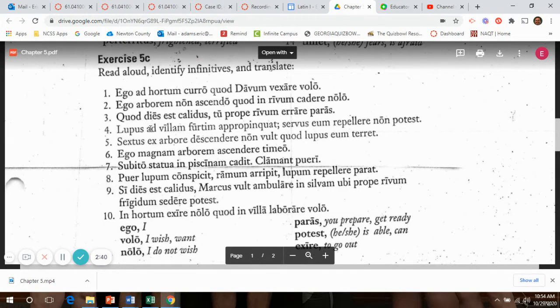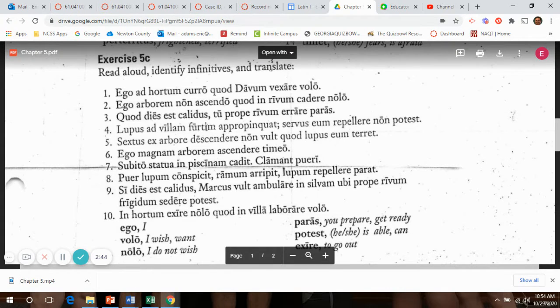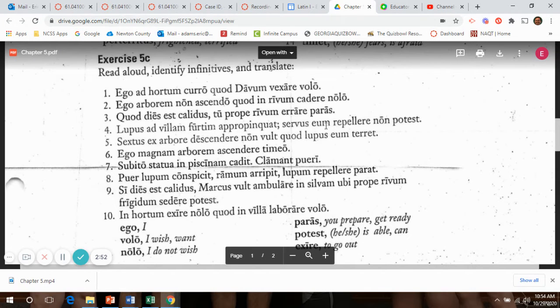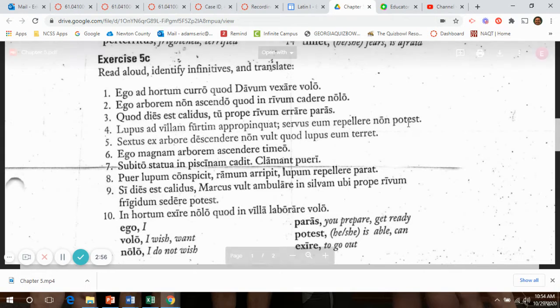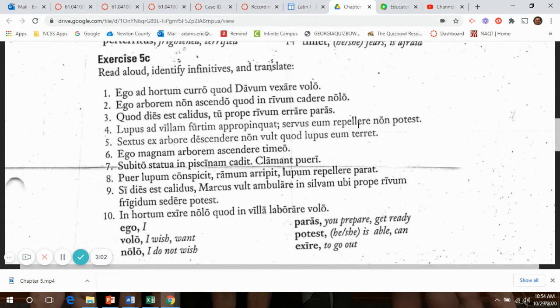Number 4, lupus ad vilam furtim appropinquat. The wolf stealthily approaches, is approaching, does approach, ad vilam, to or towards the country house. Servus eum repellere non potest. The slave, non potest, is not able. And again, the infinitive repellere, to drive off or to repel him, referring, of course, to the wolf.